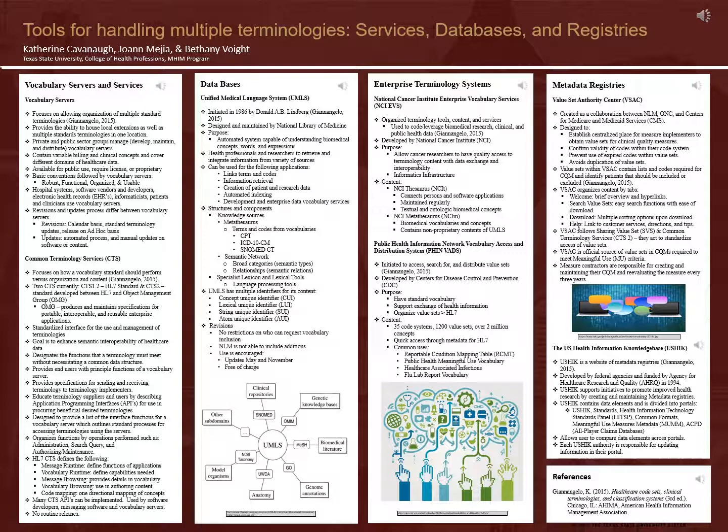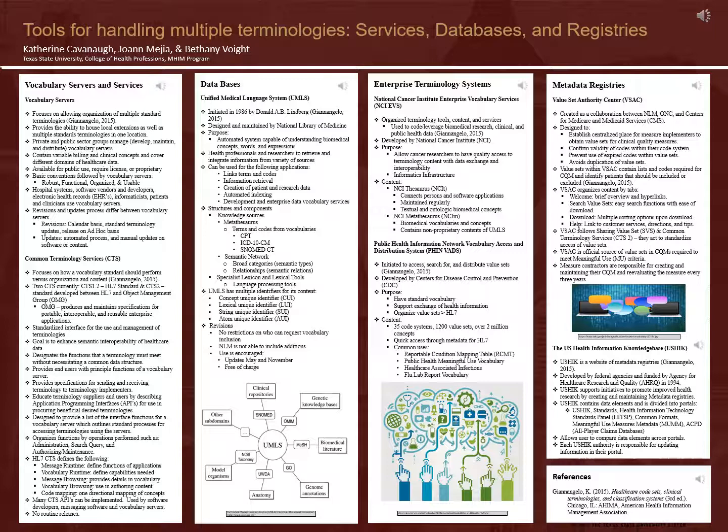UMLS has multiple identifiers for its content. First is Concept Unique Identifier, or CUI. Each concept has a permanent CUI. It is also meaningless and never changes, but once there are two CUIs for the same concept, the CUI is then removed from the metathesaurus.